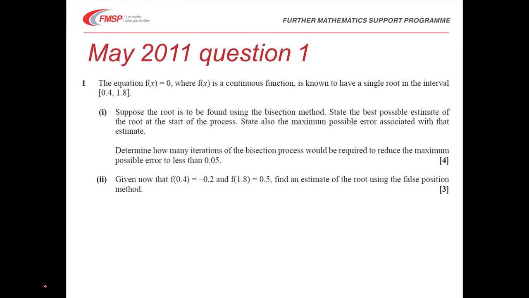And then it asks you to find out how many iterations are needed to reduce that MPE to lower than 0.05. And then for part 2, it asks us to do the final thing that we haven't really done from what I said I'd cover, which is the method of false position.